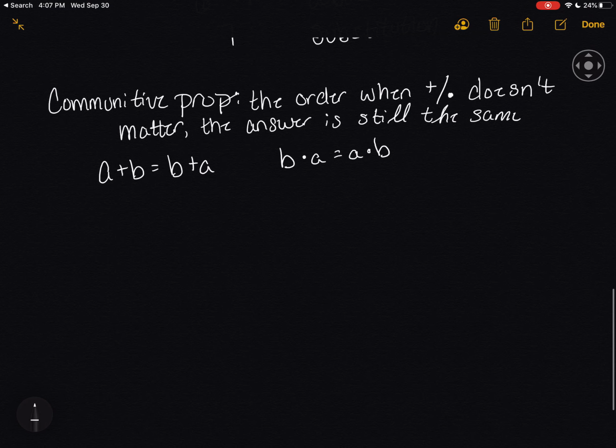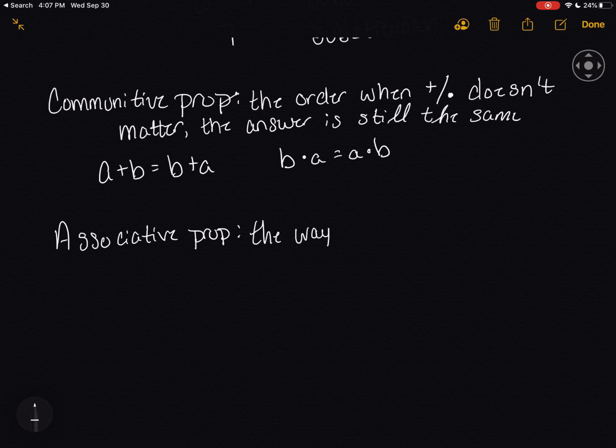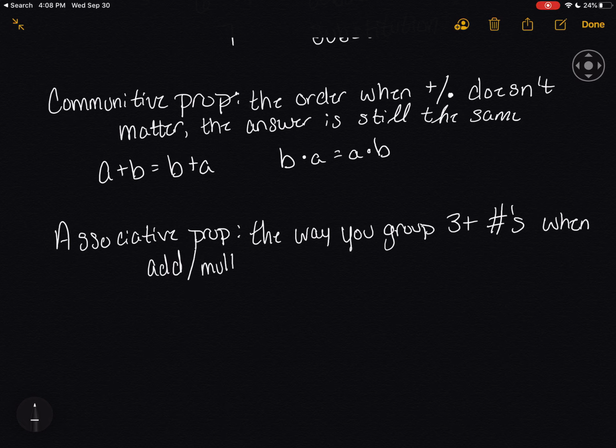Finally, we have what is called the associative property. And that just means the way you group 3 or more numbers when adding or multiplying doesn't change the sum or product. So again, it doesn't change the answer.